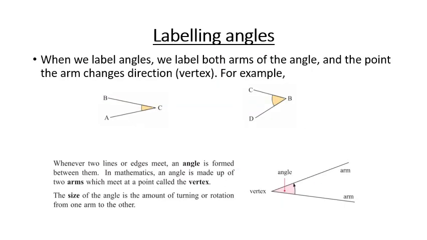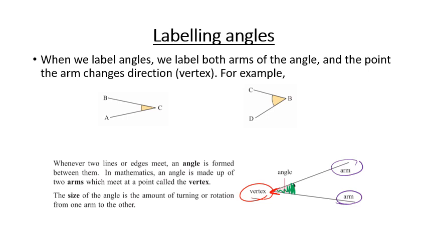Okay, when we label angles, we label both what you would call the arms of the angle and the point where the arms change direction, which is commonly known as the vertex. So you can see in the diagram down the bottom, we've got the vertex where the angle changes direction, and we've got the arms that make the angle by joining together. And obviously the angle is the little bit inside.